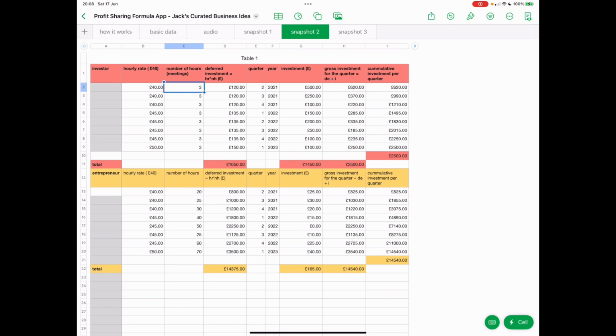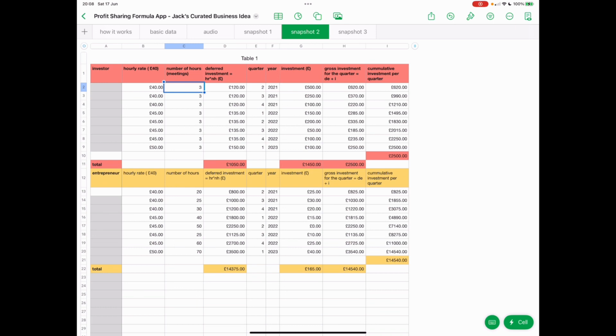Then in quarter four of 2021, the gross investment for that quarter was £220. So the gross will be £990 plus £220, and that will come to £1,210. So that is how you get the cumulative figures, and it adds up in total to £2,500 at the end of quarter one of 2023.